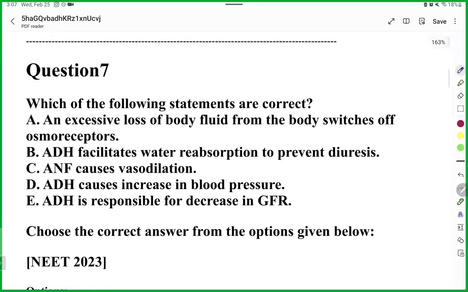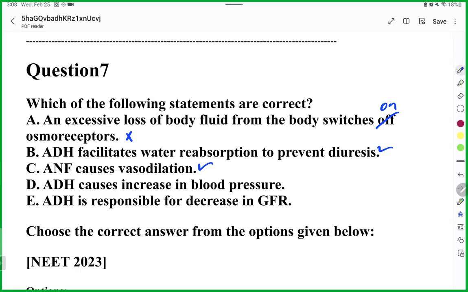Jordan. Which of the following statements are correct? Excessive loss of body fluids from the body switches off osmoreceptors. No, sir, it switches on the osmoreceptors. Yes, this is wrong because excessive loss of body fluid switches on the osmoreceptors. Antidiuretic hormone facilitates water reabsorption to prevent diuresis. Correct. Antinatriuretic factor causes vasodilation. Correct, it causes vasodilation only.